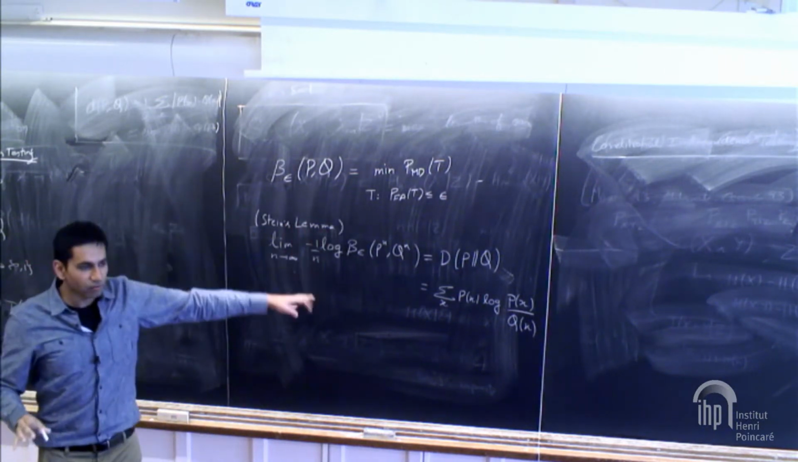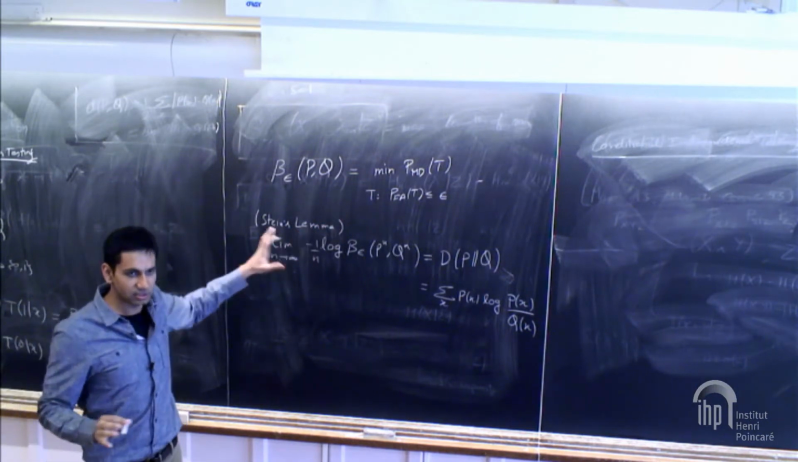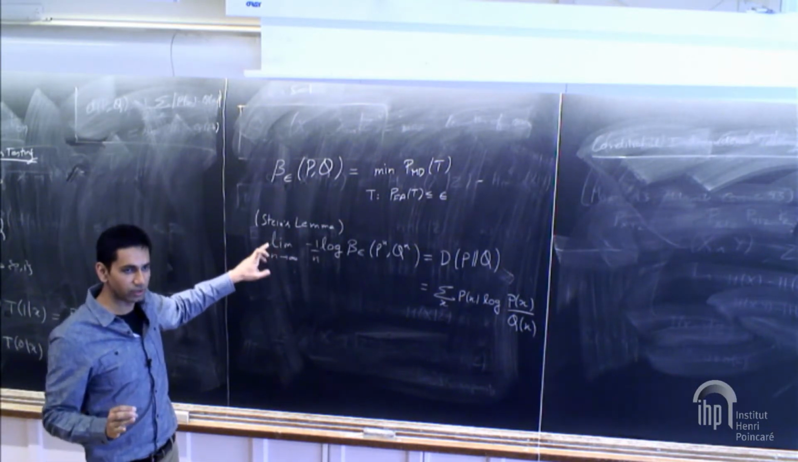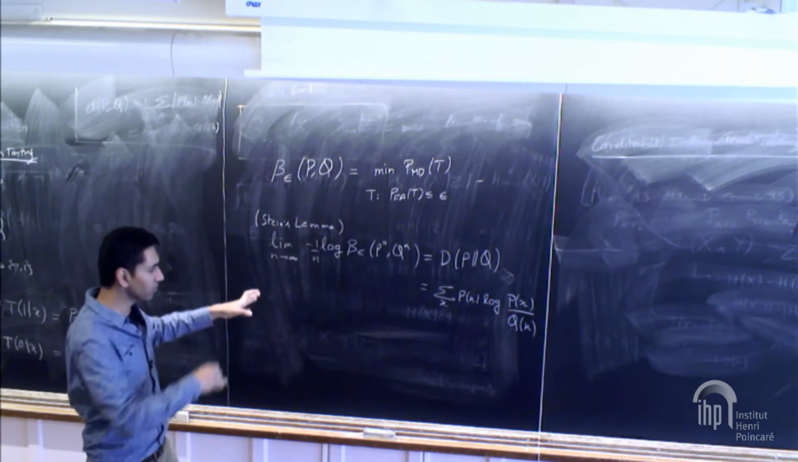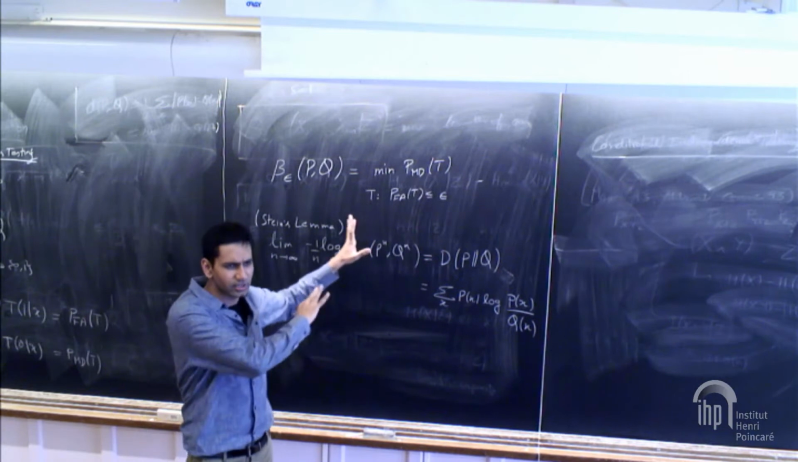So this is the handle that we wanted from single shot to the IID case. This lemma will give us that handle. If we give our results in terms of beta epsilon PQ for single shot, then by using Stein's lemma we can say something about the IID case. We'll come to it.